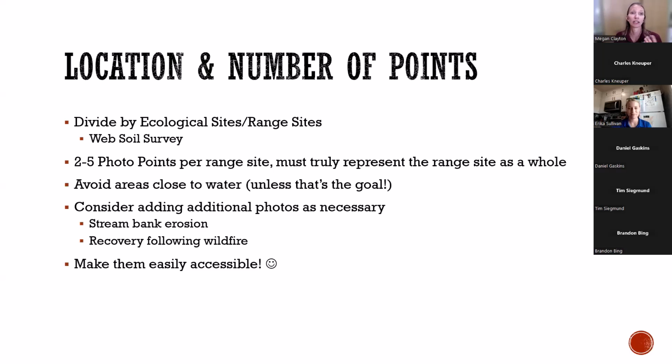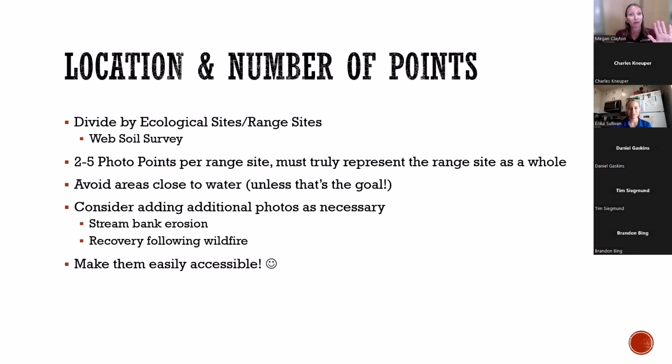What's suggested is anywhere from 2 to 5 photo points within an ecological site. So the NRCS folks on here can help you find the ecological sites on your property through Web Soil Survey, or you can go to Web Soil Survey directly on your own. Work through making a soil map of your property, which I would highly encourage if you've never done that. And then you can go to a tab that will take you to the ecological sites and tell you more information than you probably ever wanted to know about your plant communities and how they can change over time. And you may be seeing those changes over time in the photographs that you're taking.